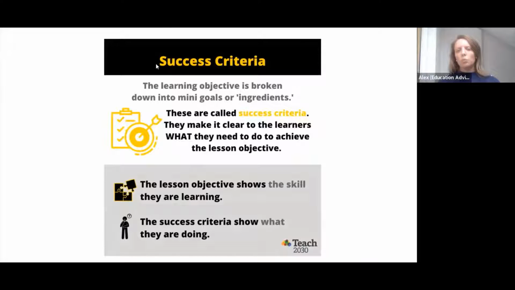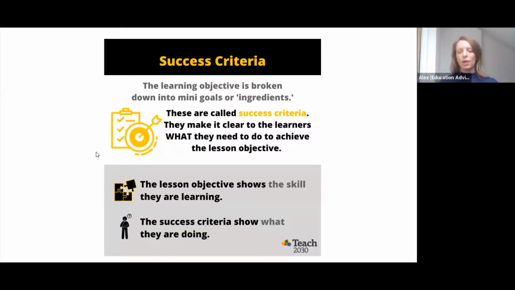Now, we're talking today a lot about success criteria rather than lesson objectives. So there's a difference between them. A learning objective is broken down into mini goals or ingredients. These are called success criteria. They make it clear to learners what they need to do to achieve the lesson objective. The lesson objective shows the skill that they are learning. The success criteria shows what they are doing. So the difference is what it is that they are doing to achieve the learning objective.